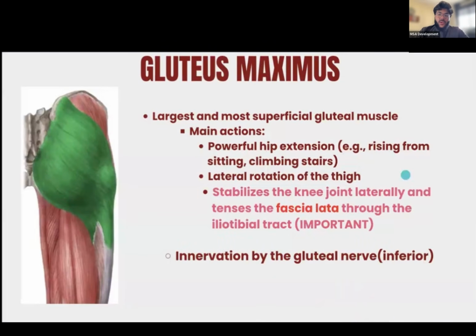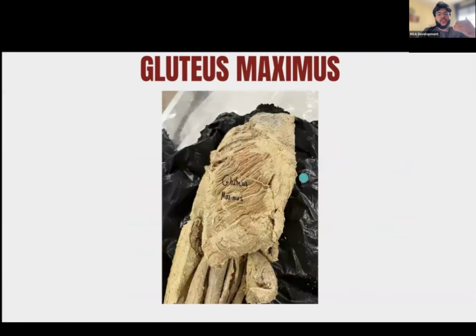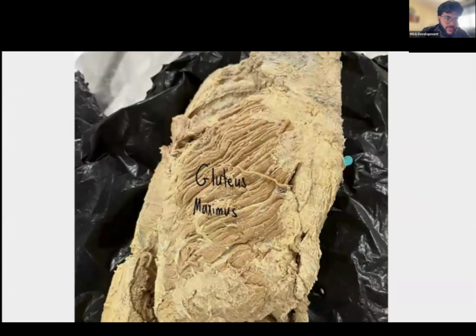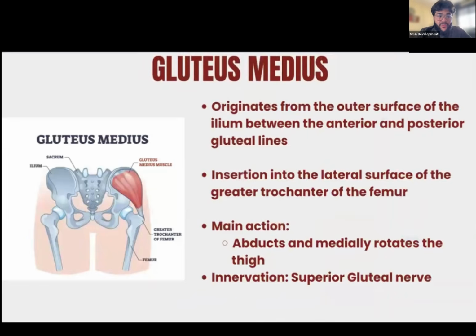So you have gluteus maximus. This is a picture from the wet lab of your gluteus maximus. As you can see, this is the largest muscle, and you can't really see any other muscle. Once we flip the gluteus maximus, we'll be able to see all the other gluteal and hip muscles.